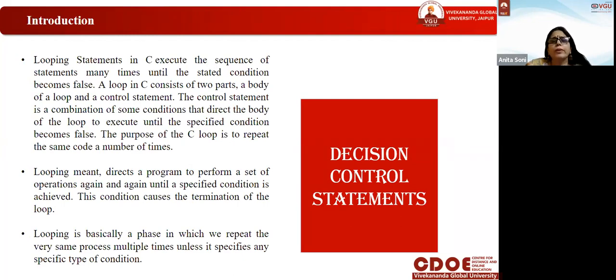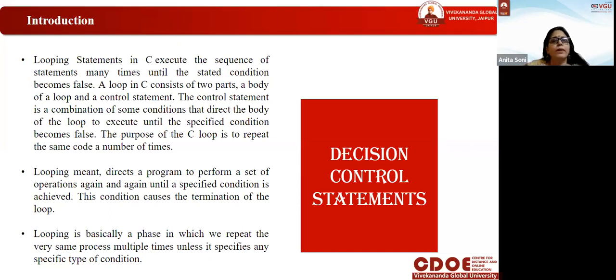Suppose you want to print your name 5 times or 10 times. Instead of rewriting the printf again and again, you can use a loop statement and put the printf of your name inside the loop. In C, we have three types of looping statements: for loop, while loop, and do while loop.